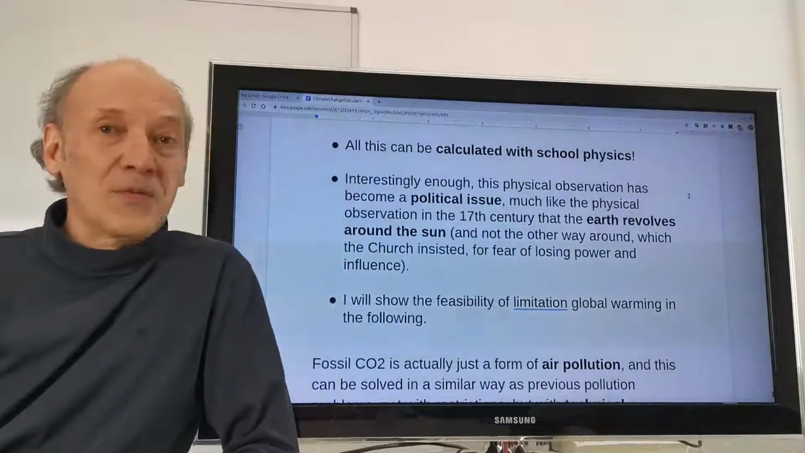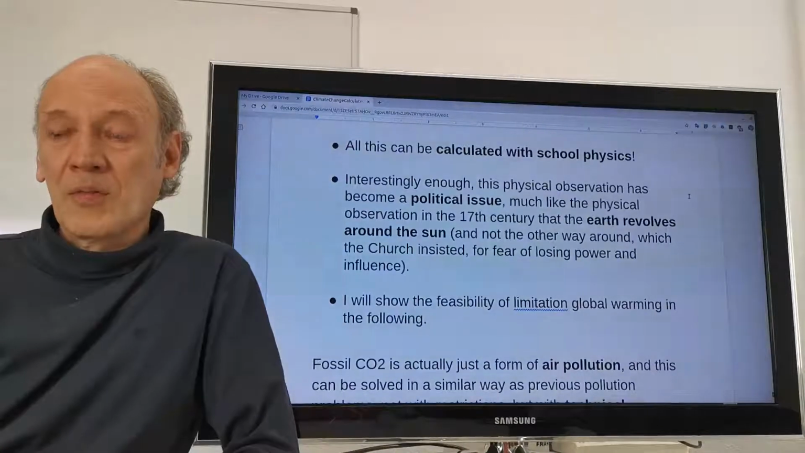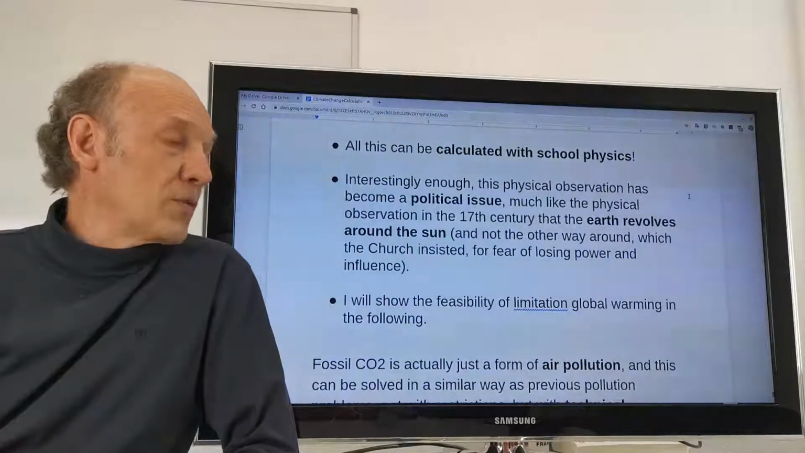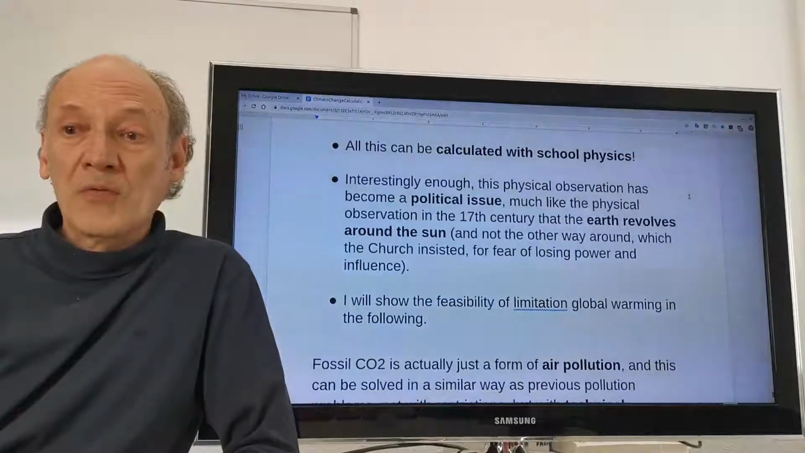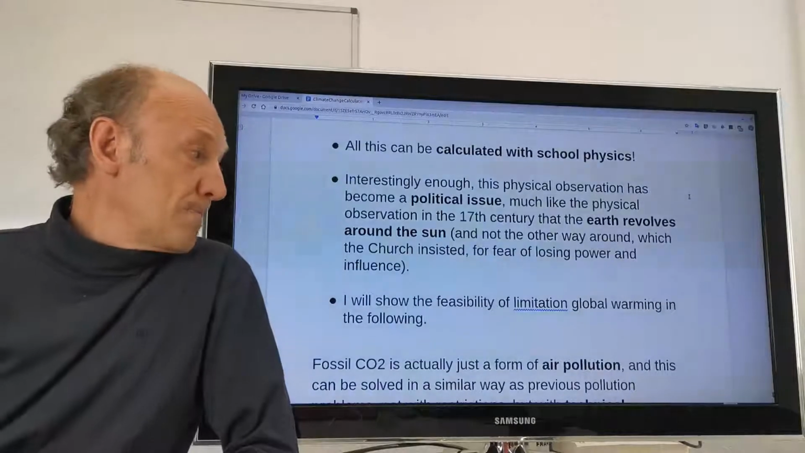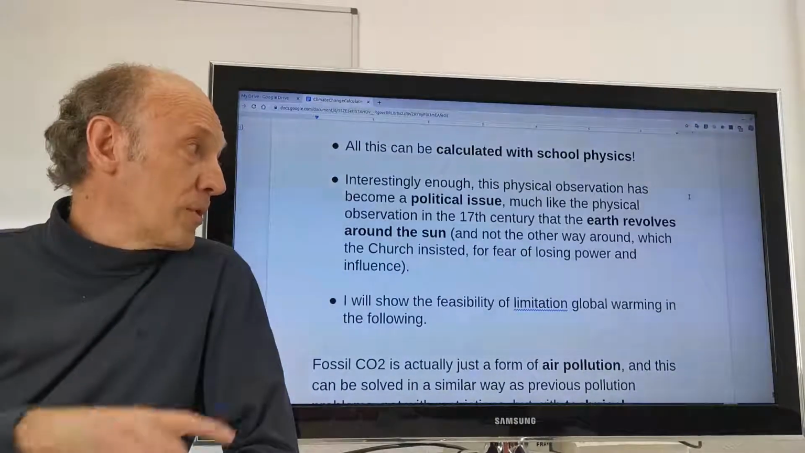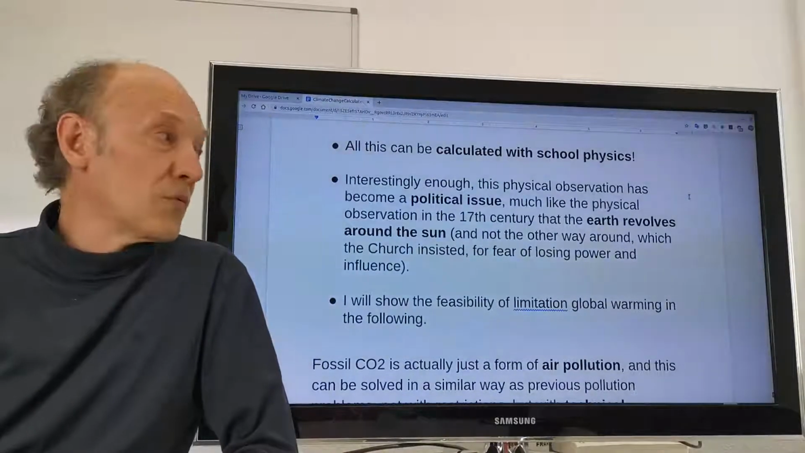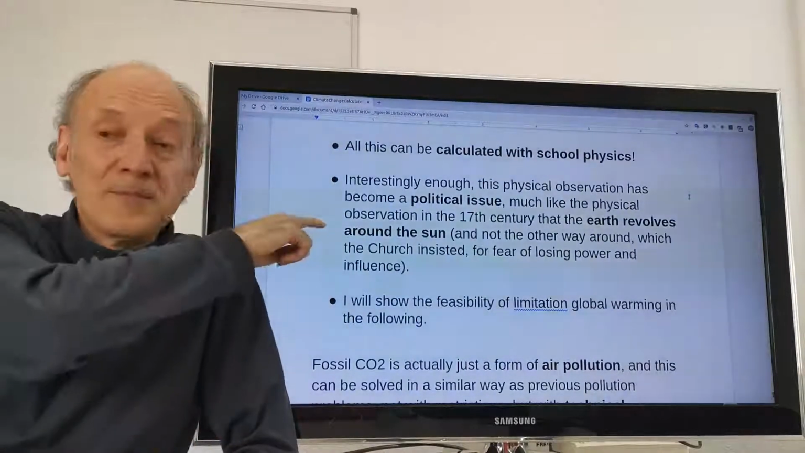Then the church was fearing for losing influence and power, and nowadays it's the fossil fuel industries and industries which rely on fossil fuels, which are fearing for their business and influence. So politically quite similar to the 17th century, but over the long time you cannot deny physics because that's reality, right?